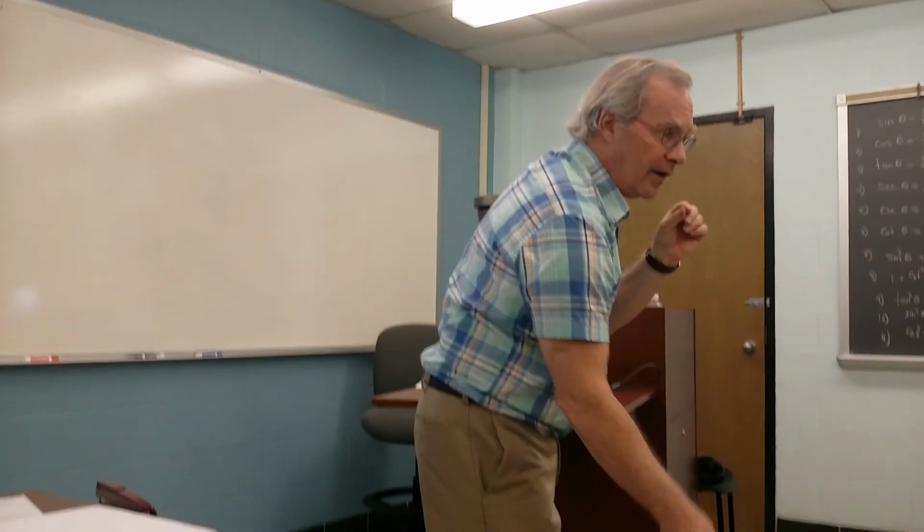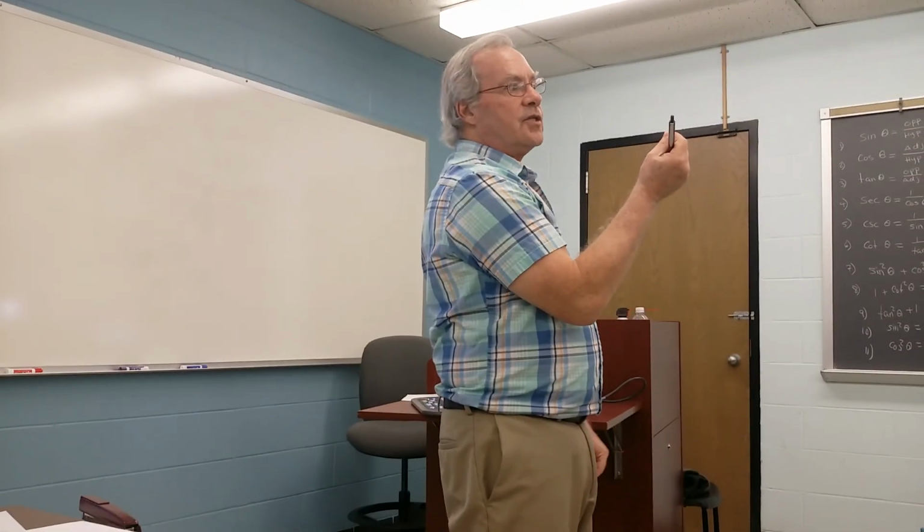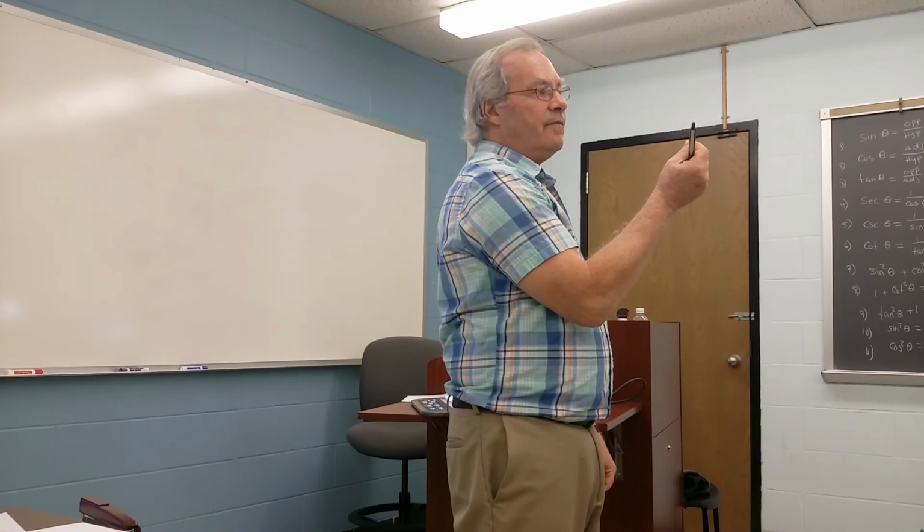On the point 6, 5. Yeah, 6, 5 is down there. 6 cubed is 216, 5 cubed is 125.